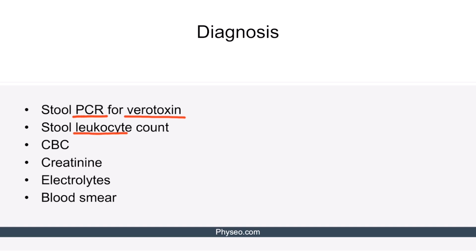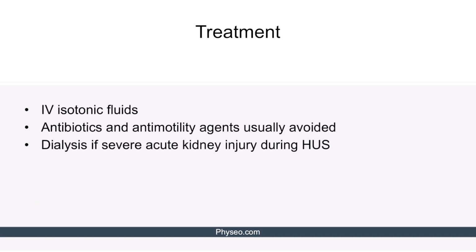To diagnose hemolytic uremic syndrome, we should obtain a CBC to check for anemia and thrombocytopenia. And then you need to check the creatinine and electrolytes to identify renal failure. And then get a blood smear to check for schistocytes. Now we will discuss the treatment strategies of EHEC infections.